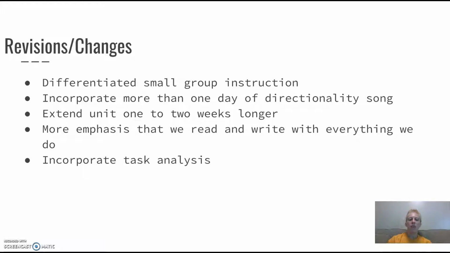for my students. And the last thing I would do is I would incorporate my task analysis, because I completely left that out of my unit, which I totally just forgot about.